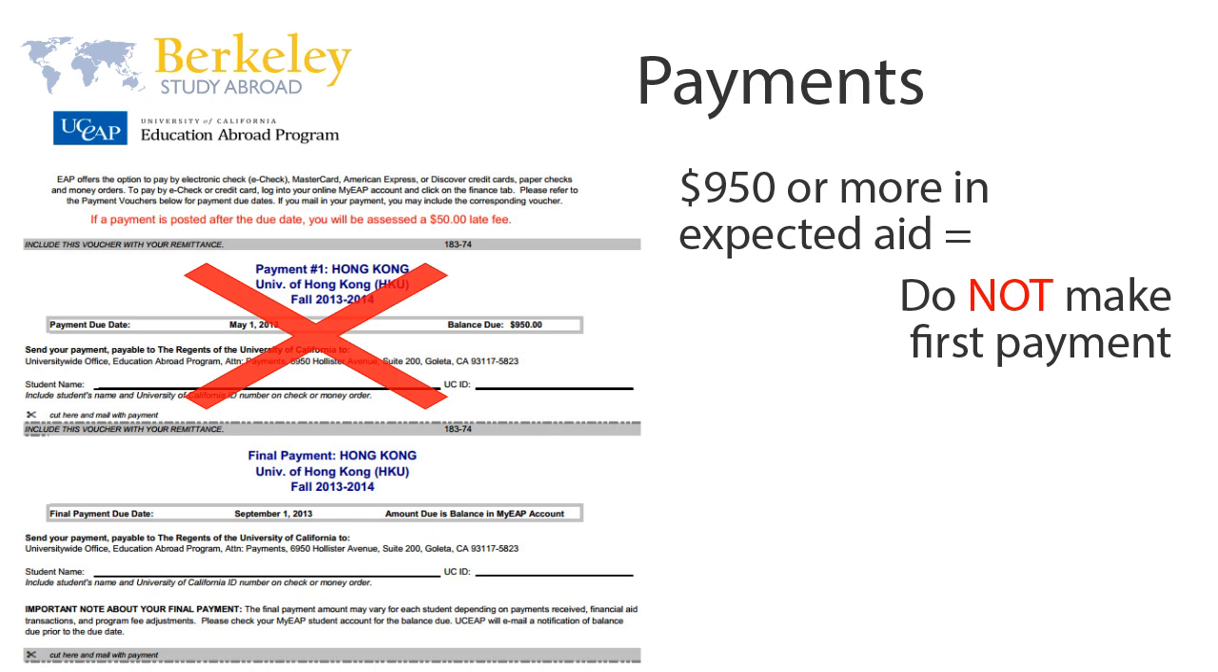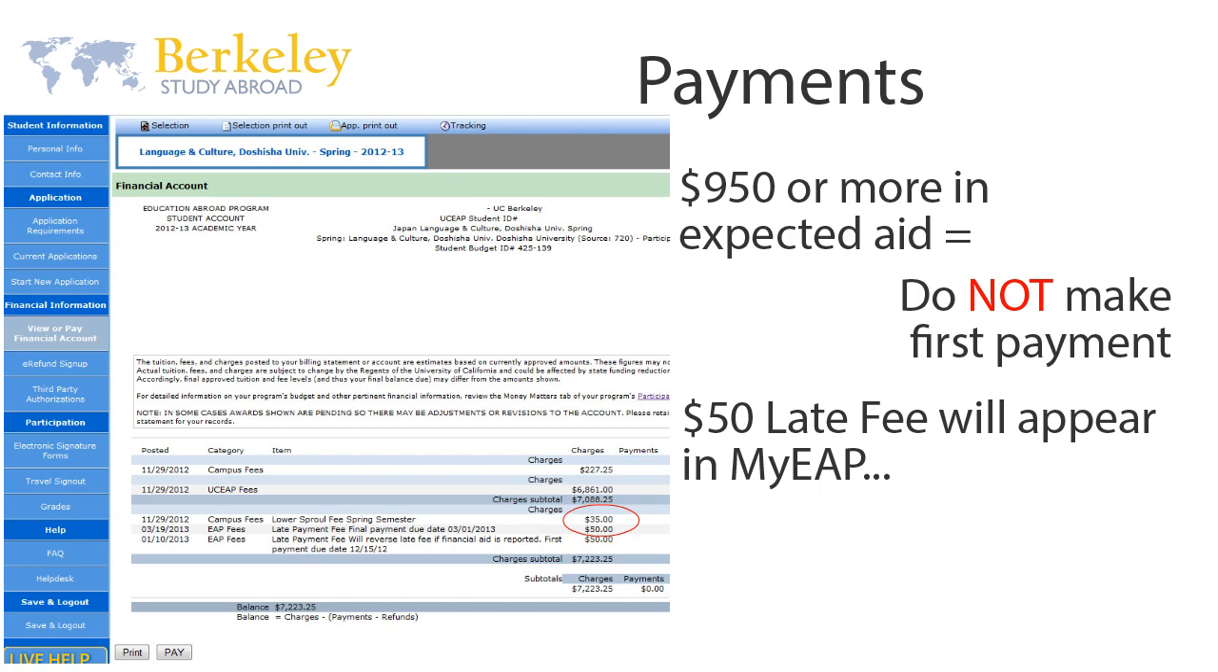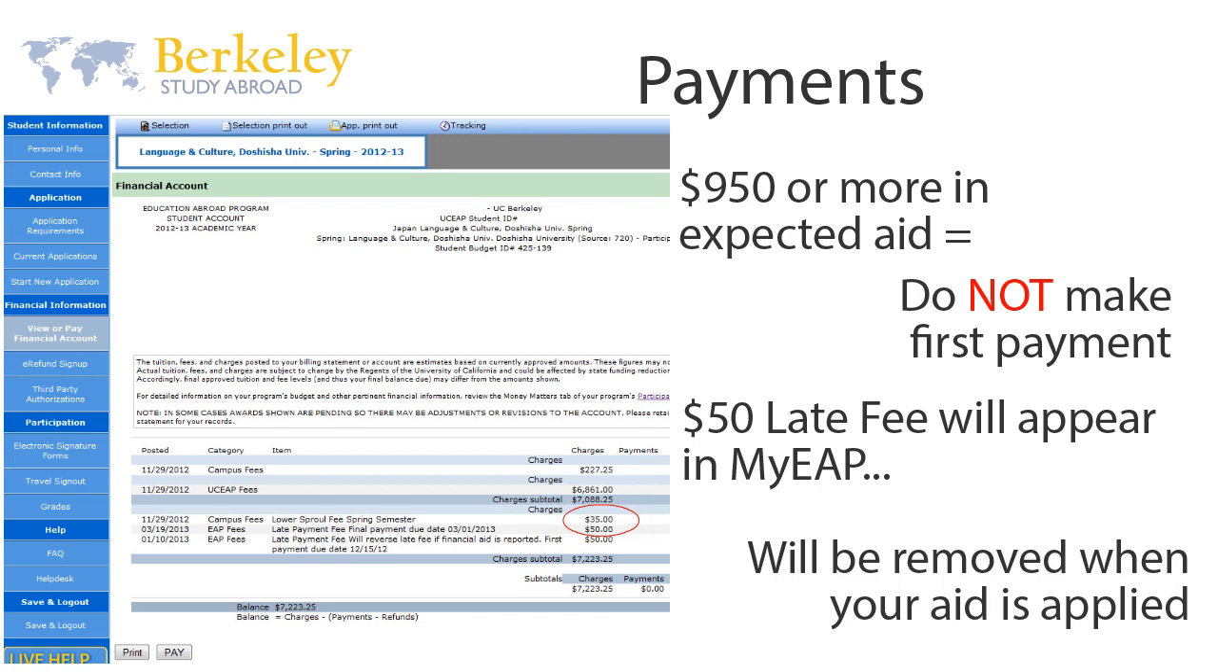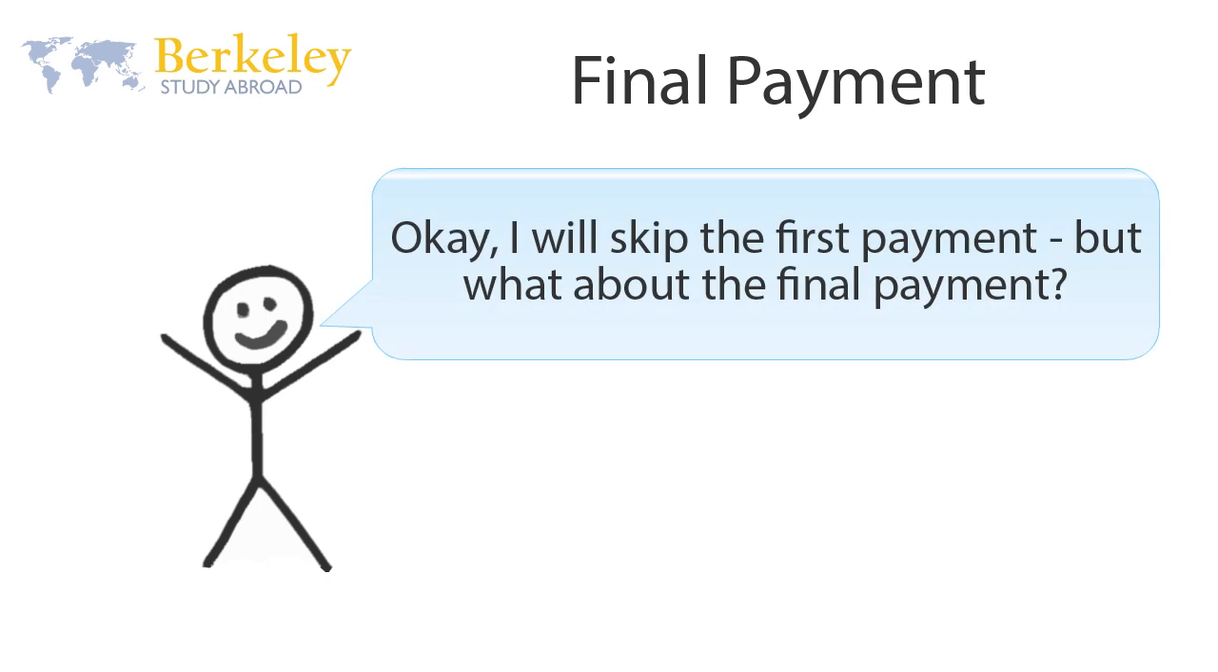You do not need to notify UCEAP that you will be receiving financial aid and therefore not submitting a payment. You will see a $50 late fee appear in your MyEAP account, but don't worry, it will be reversed after your financial aid is reported to UCEAP by the Berkeley Financial Aid Office. Okay, I'll skip the first payment, but what about the final payment?